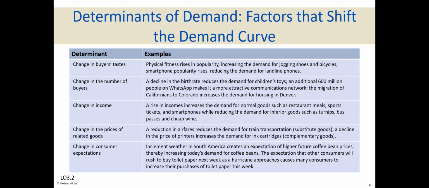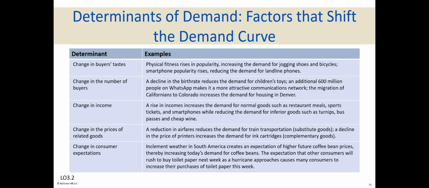Change in the price of related goods, for instance, a reduction in airfares reduces the demand for train transportation because they are substitutes. A decline in the price of printers increases the demand for ink cartridges because they are complementary, right? You need to buy ink to use a printer.